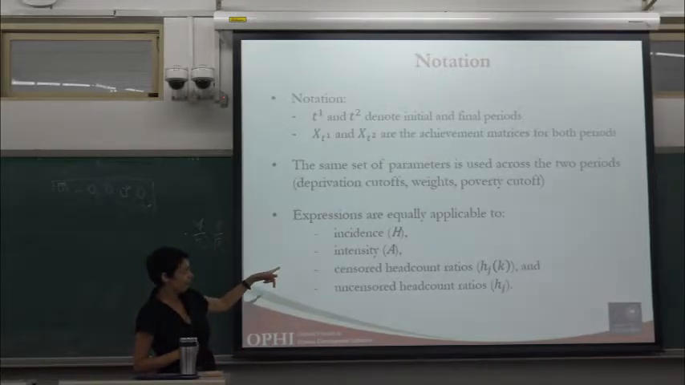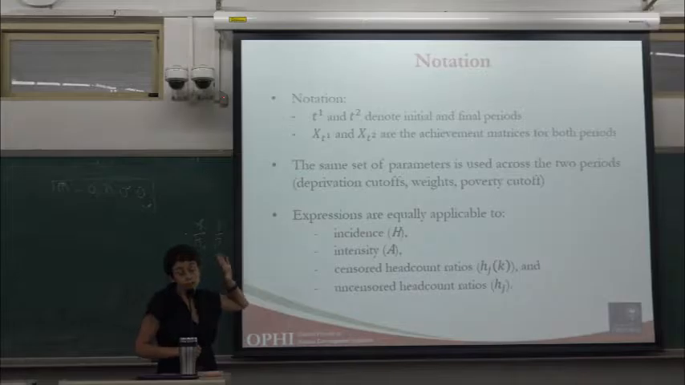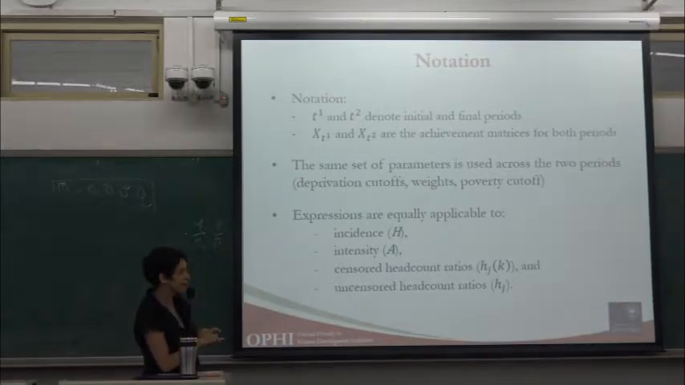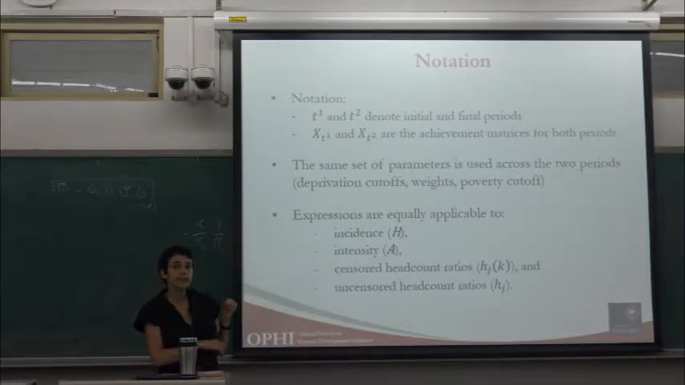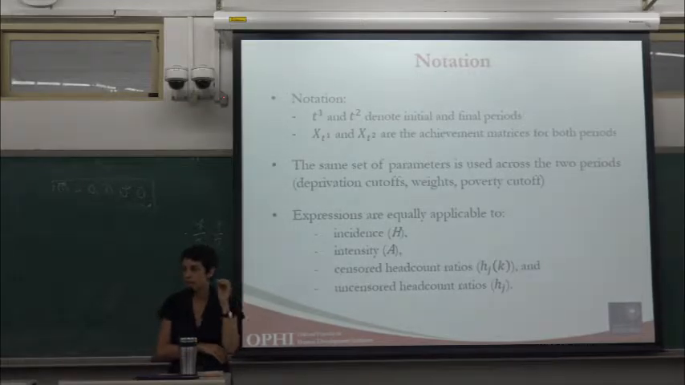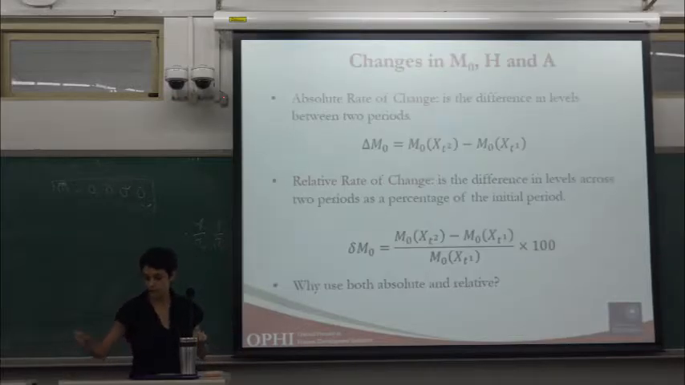I'm going to present some expressions that will probably be familiar to most of you, but it's just a basic refresher of basic concepts. I'm going to present them for M0, the adjusted headcount ratio, but they could be made exactly for the incidence, intensity, and the uncensored and censored headcount ratios.